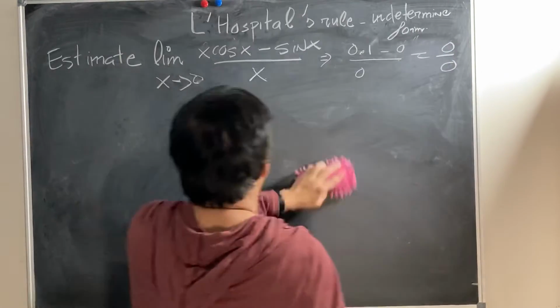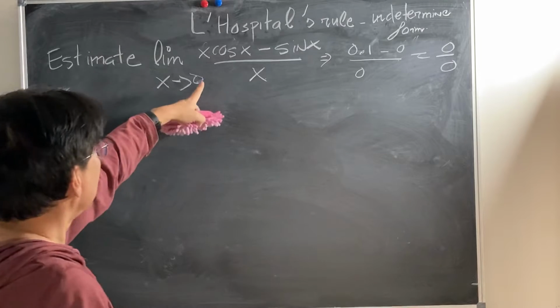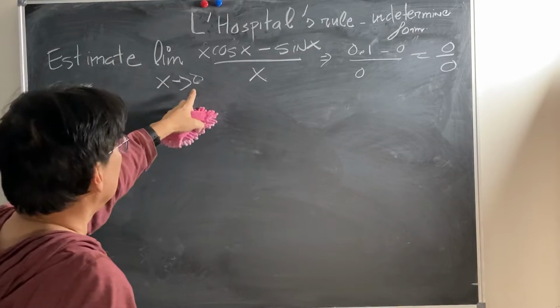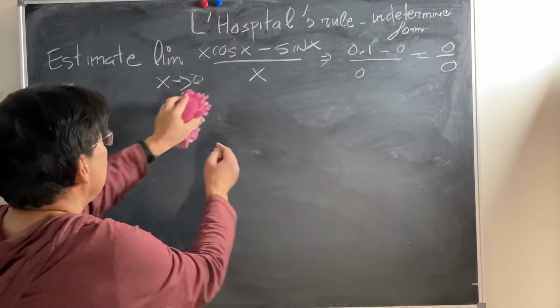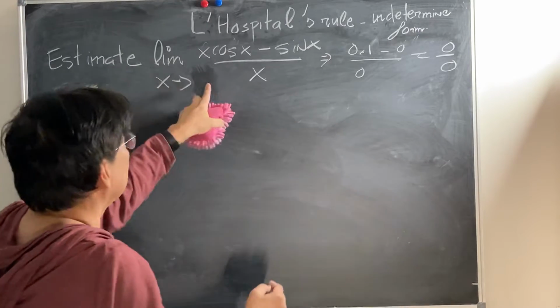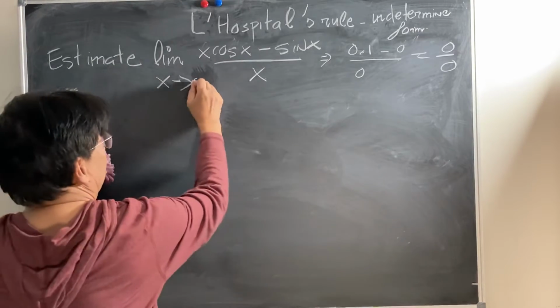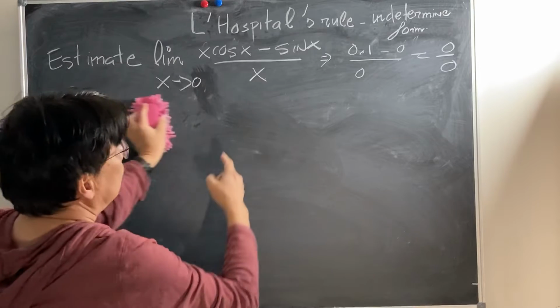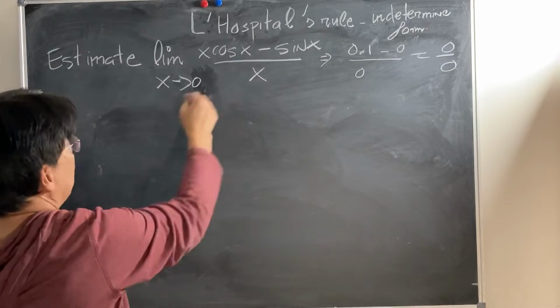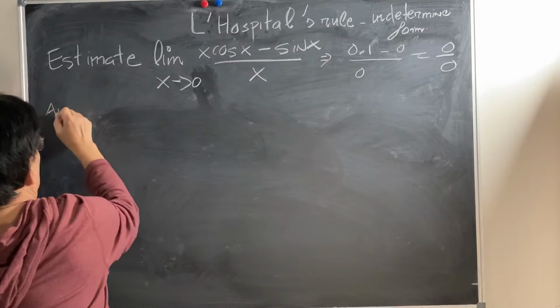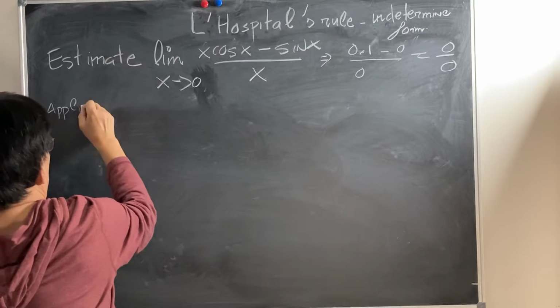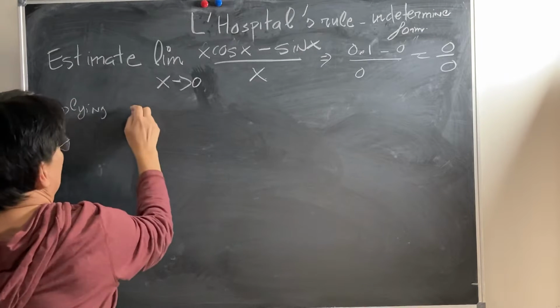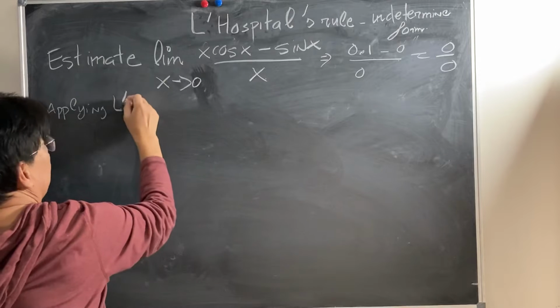The quotient has that form and it is continuous around this point, not at this point. So we can apply L'Hopital's rule. So apply L'Hopital's rule.